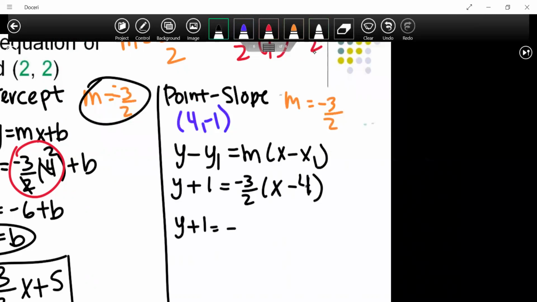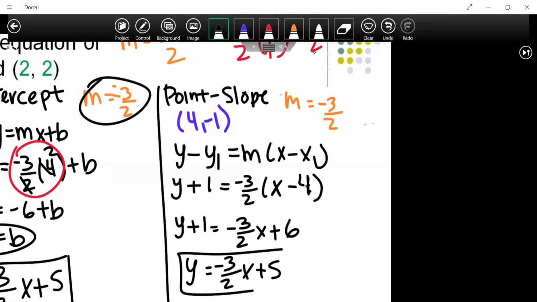We're going to reduce this, which we're going to get negative 6, positive 6. So using the distributive property, we get this. And then subtracting 1 from both sides, we get the same exact equation. Same exact method, whichever one you choose to do.